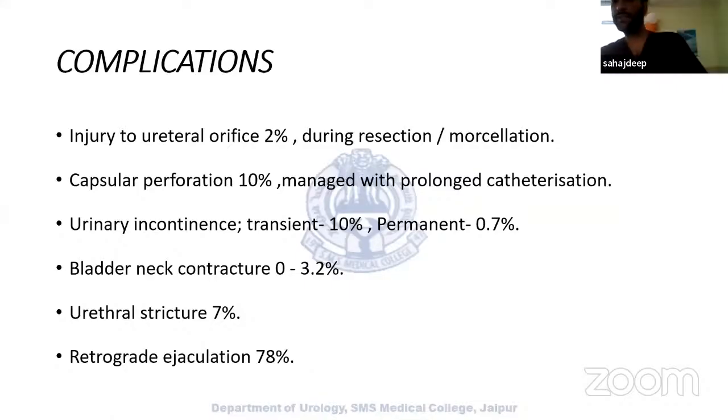Now coming to the complications of HoLEP. The most common complication of HoLEP is retrograde ejaculation followed by capsular perforation and urinary incontinence. Urinary incontinence is transient in 10% of patients, whereas it is permanent in 0.7% of cases. Other complications are urethral stricture, bladder neck contracture, and injury to the urethral orifice during resection or morcellation.